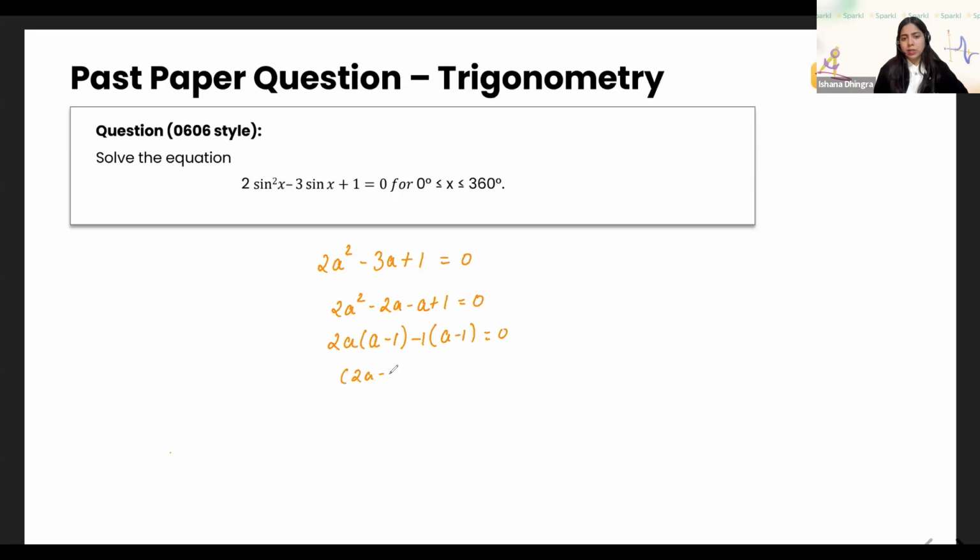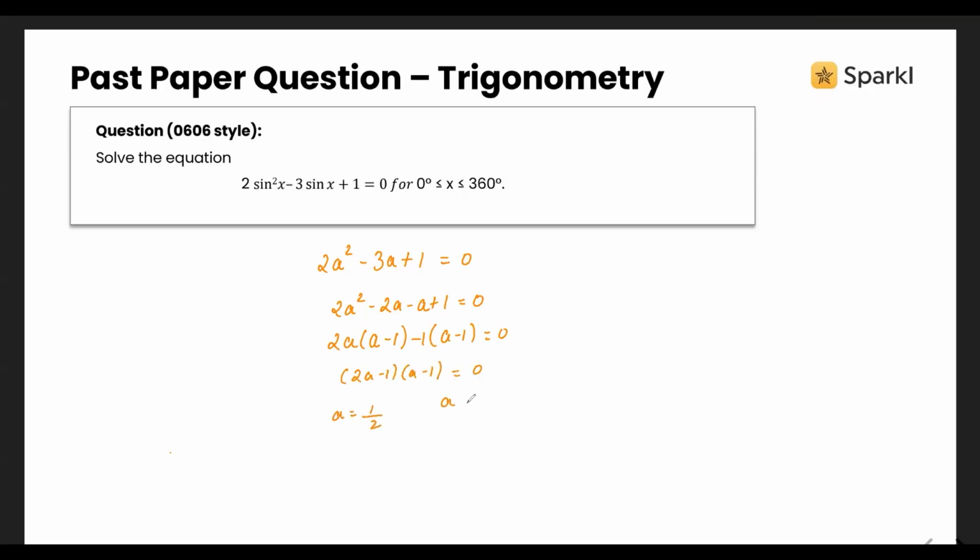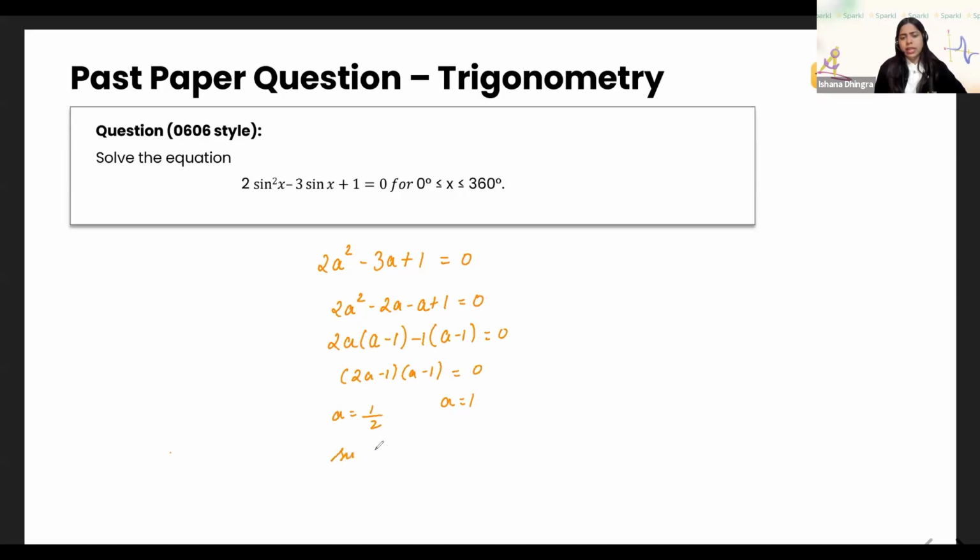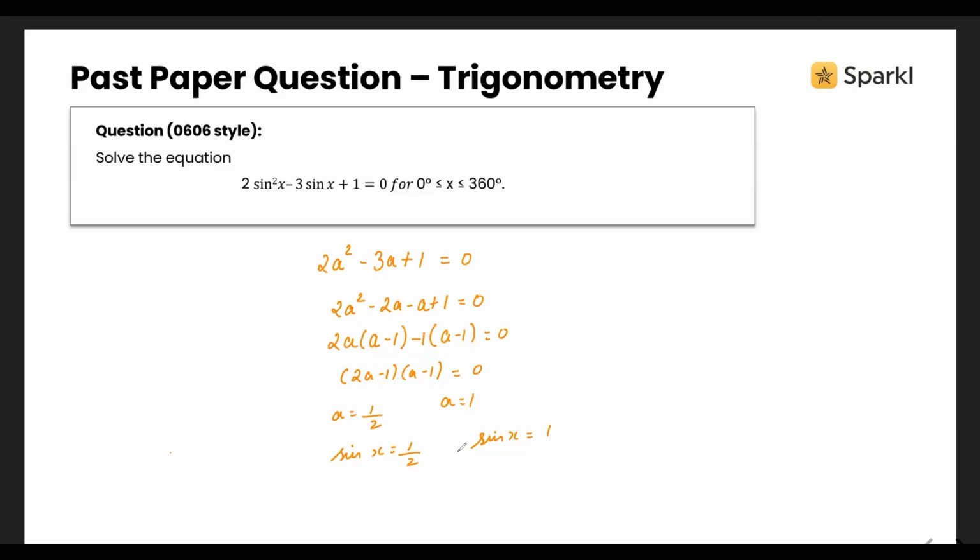So I'm getting the answers. Are these my final answers? No. Then what? You substitute a with sin x. Then can anyone tell me what is the final answer? 30 and 90. Okay, wait, there's got to be two more.